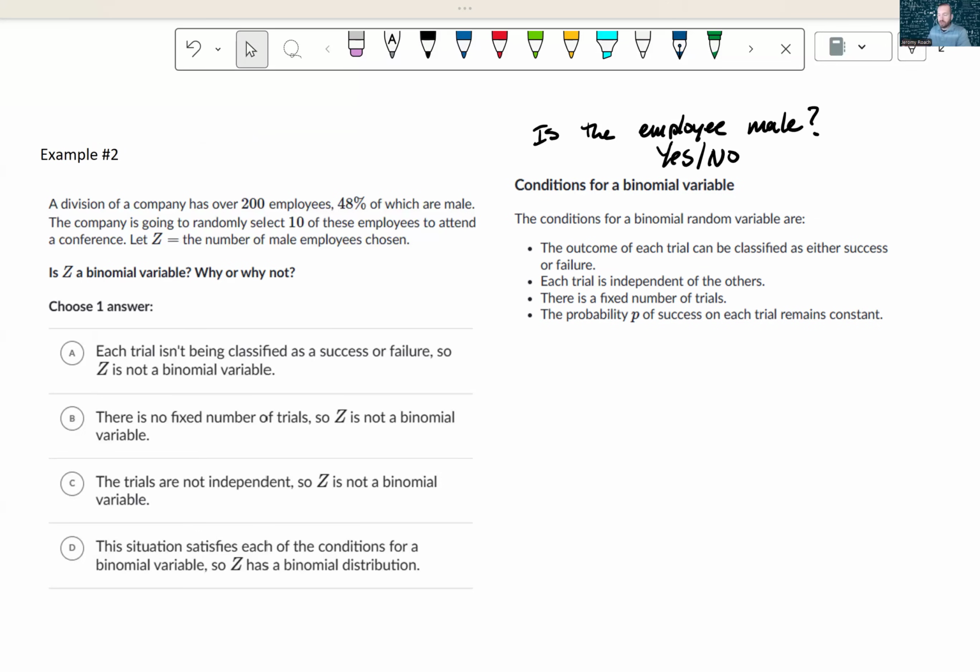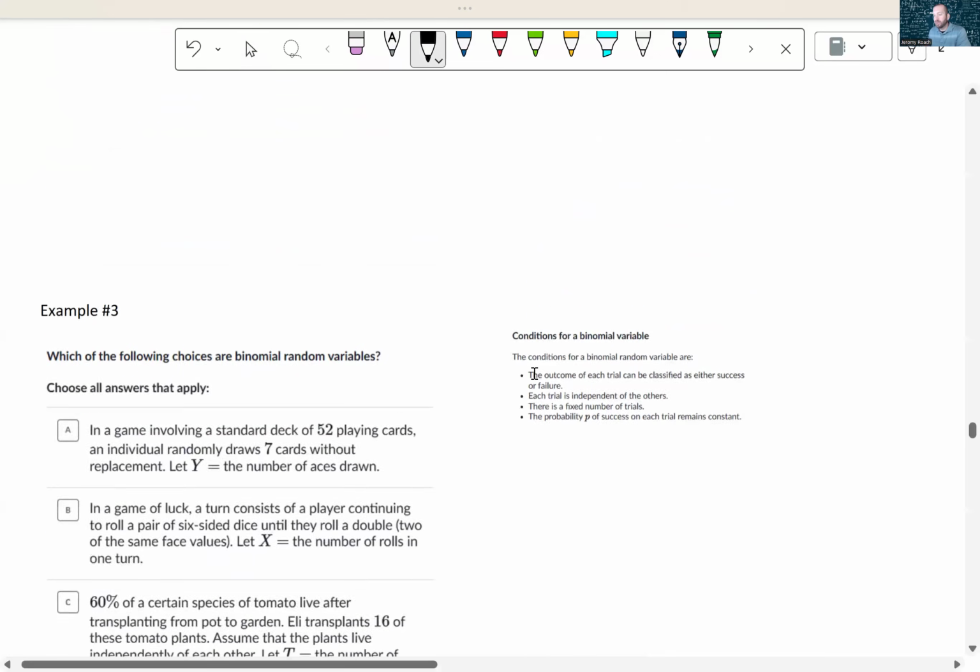Okay, and for the number of trials, there would be 10 trials. That part's listed. And then it says 48% are male, so our probability remains the same throughout at 48%. In this case, this satisfies all the conditions for a binomial variable, and we can say that Z has a binomial distribution. I thought that was one of the tougher ones because you've got to know about the independence rule there. Let's look at one more of these.